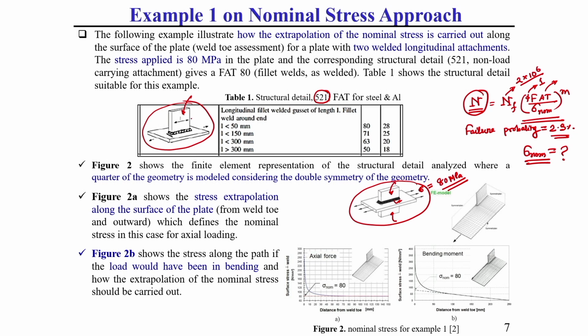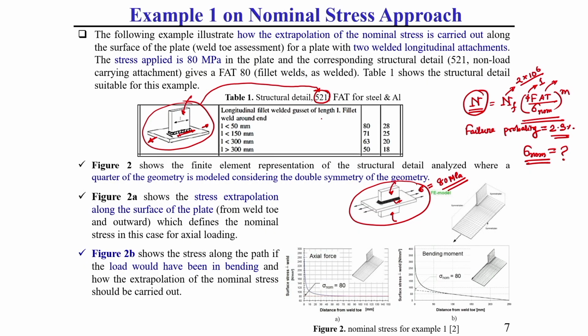For these types of joint geometry, we can get the data at structural detail number 521. What I am telling, understand? In this 521, this is a longitudinal type of fillet weld. Why is it called a longitudinal type of fillet weld? Because the load is acting along the welding direction. That means this is the weld direction and the load is parallel to the weld, that is why it is called a longitudinal fillet weld. If the load is perpendicular to the weld direction, then it is called a transverse fillet weld. This you should keep in mind.